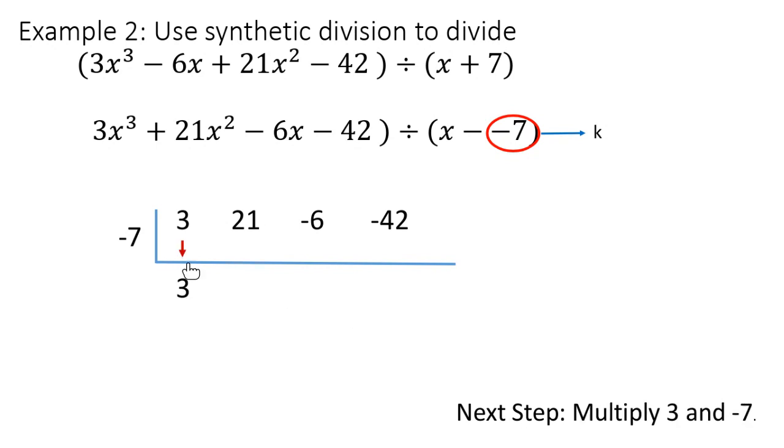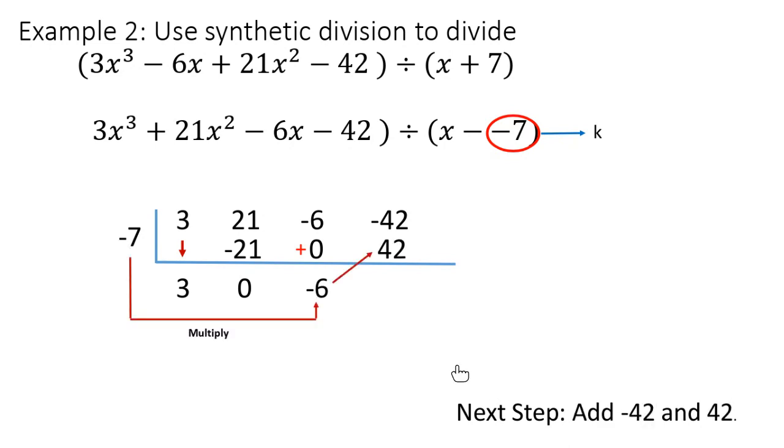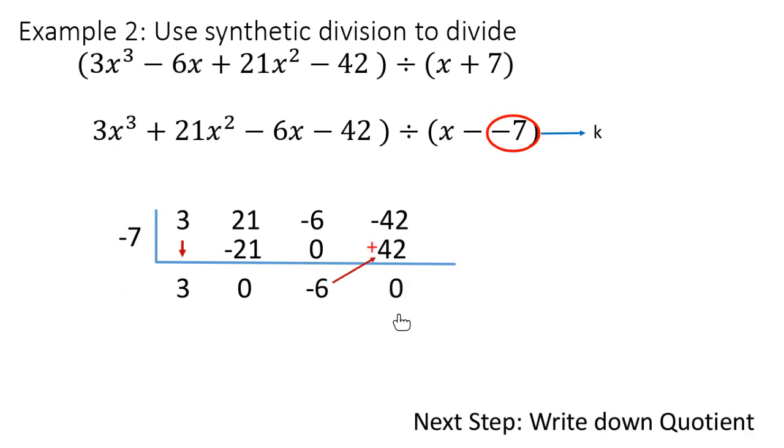So we bring down our 3. Negative 7 times 3 is negative 21, and 21 plus negative 21 is 0. 0 times negative 7 is 0. Negative 6 plus 0, negative 6 times negative 7 is a positive 42, and negative 42 plus 42 is a 0.